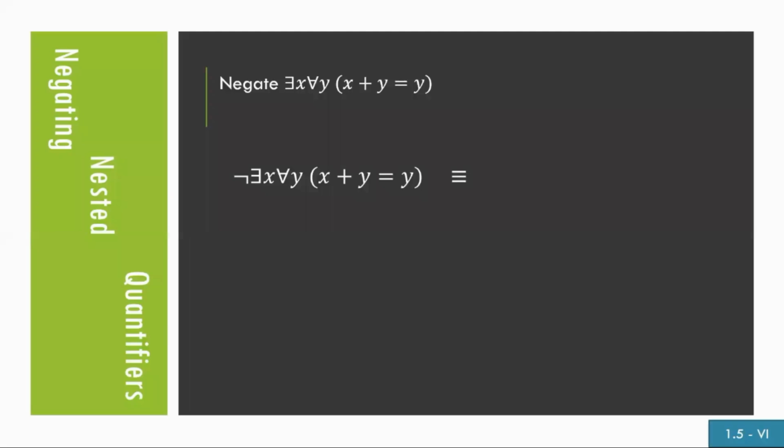One final topic to discuss is negating these nested quantifiers. So say you're asked to negate: there exists an x for all y, x plus y equals y. On the first line here, I've just taken the statement and placed the negation symbol in front of it. This is the easy way to quote unquote negate it, but again, it's not the way to comprehend what it's saying. So we're going to push this negation symbol inwards.